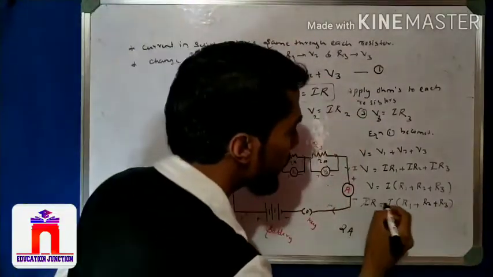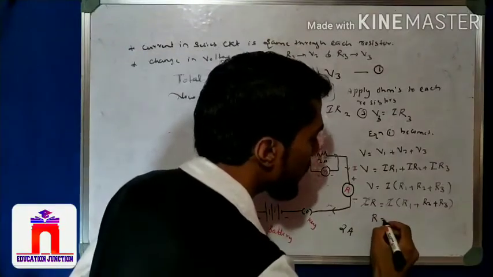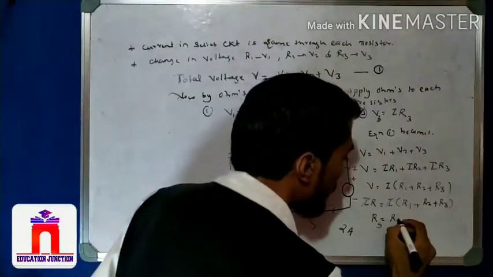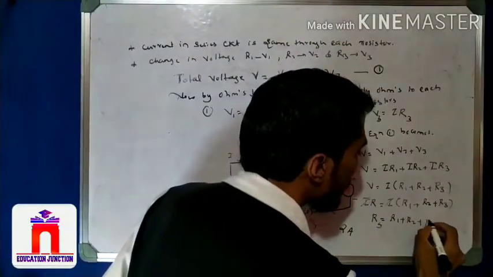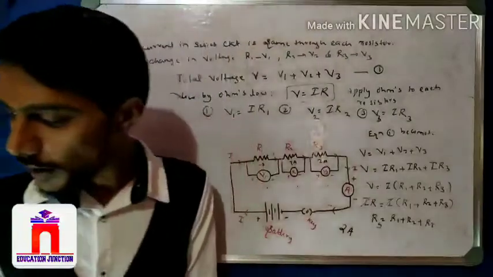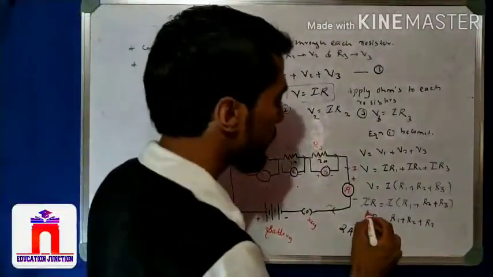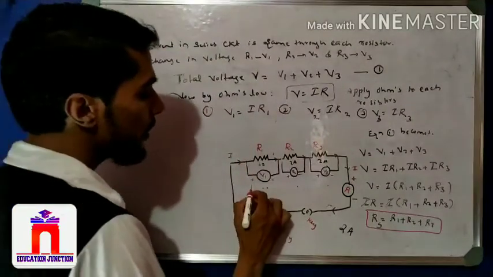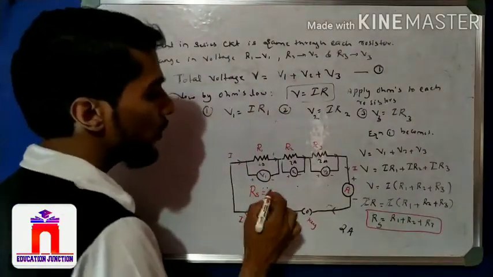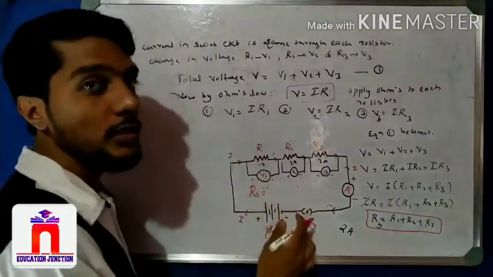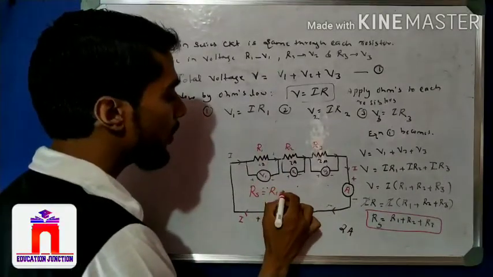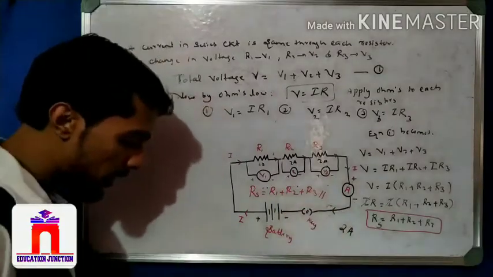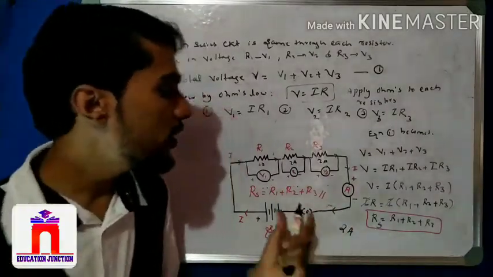Now I cancels, so we get the series resistance RS equal to R1 plus R2 plus R3. This is the resistance in series. If we want to calculate the total resistance in series, we can just add all the resistances. This is the total calculation of the resistance in series.